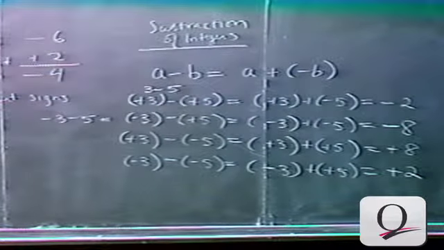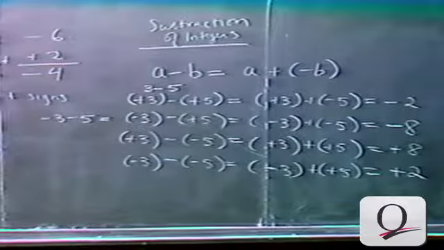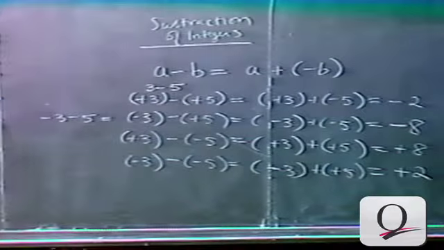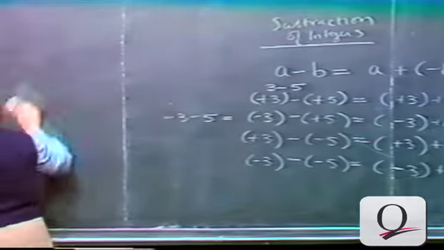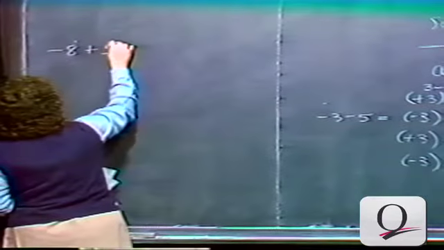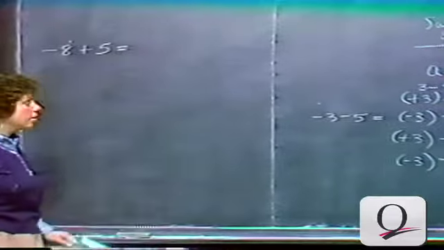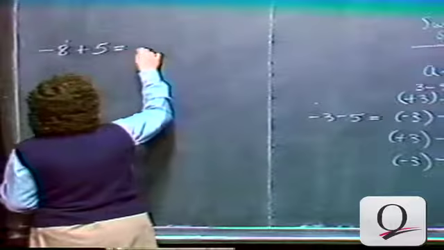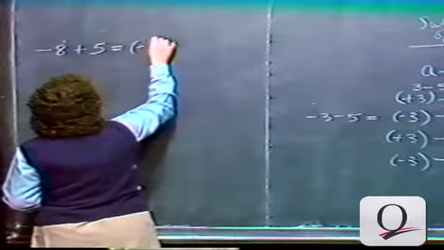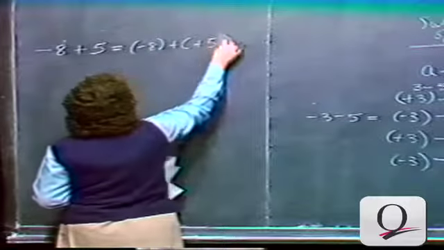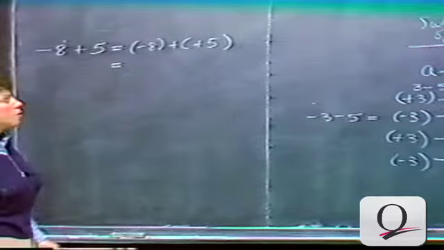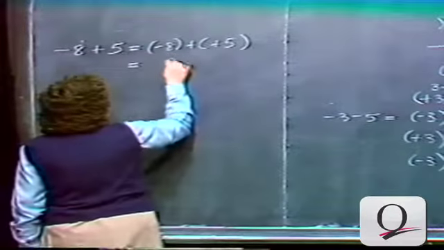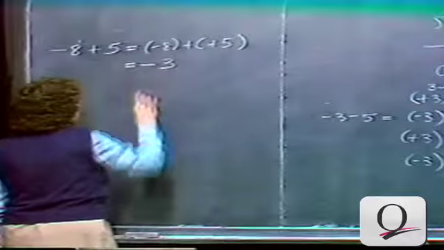Okay, let's try some more of these. Minus 8 plus 5. Okay, this must mean minus 8 and a plus 5. We're adding signed numbers. They have different signs, so we subtract. 8 take away 5 is 3. We prefix with the sign of the 8, which is a minus.